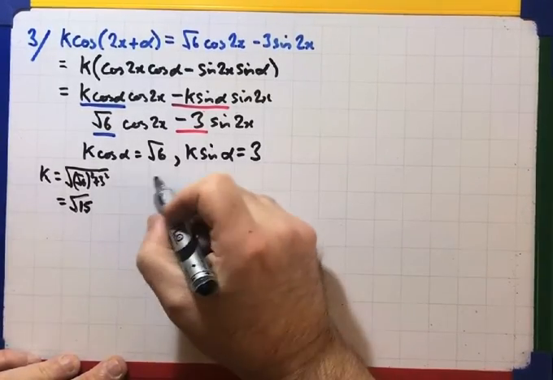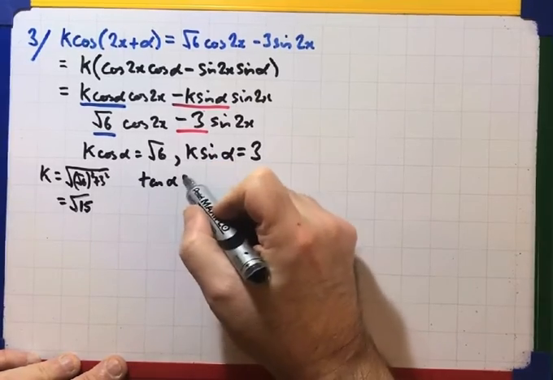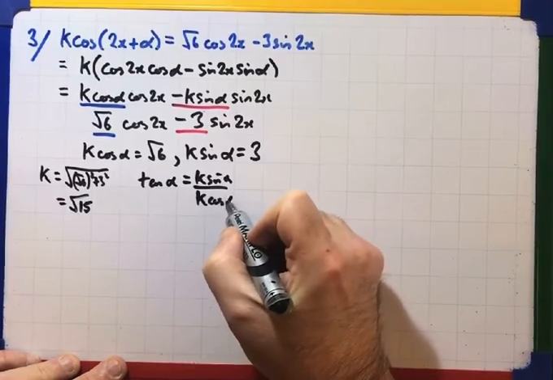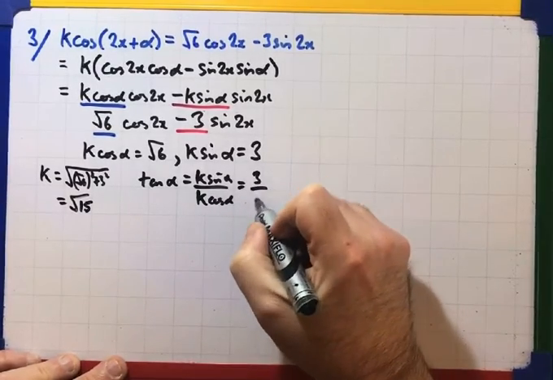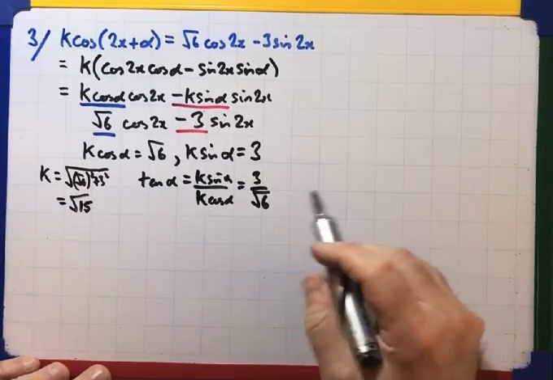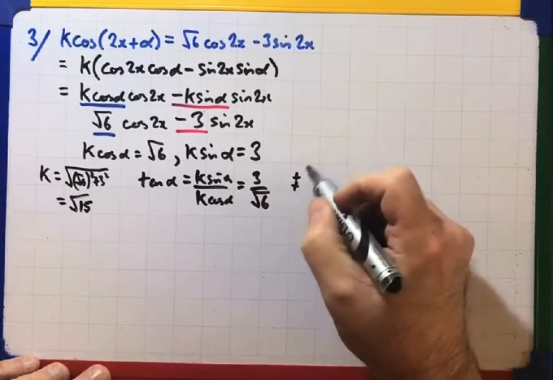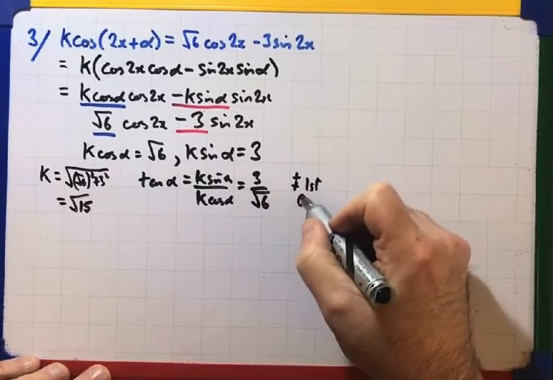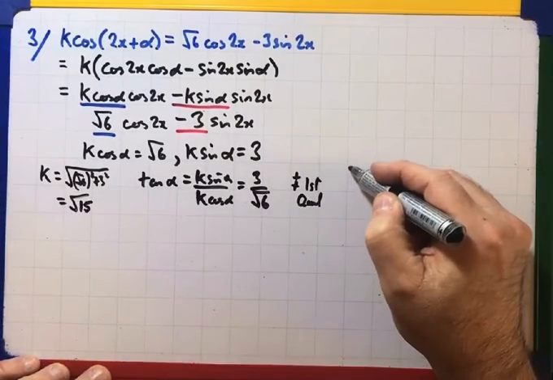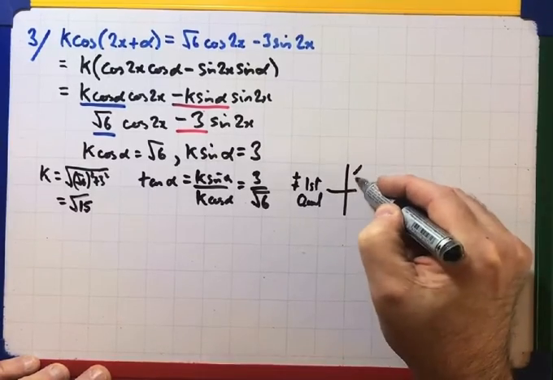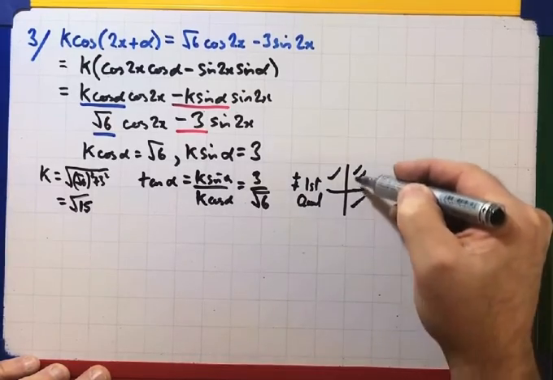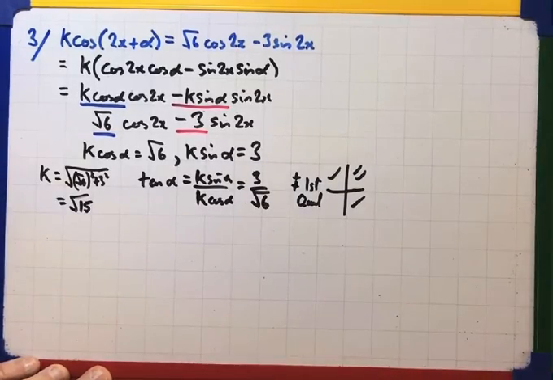Okay, tan alpha is k sine alpha over k cos alpha, which is 3 over root 6. Okay, and again, everything's positive, so we're talking about first quadrant. Most questions deal in the first quadrant. Not all of them, but most. If you looked at that, it means both positive, so sine is top, cos is right, so it's got to be top right, which is first quadrant.